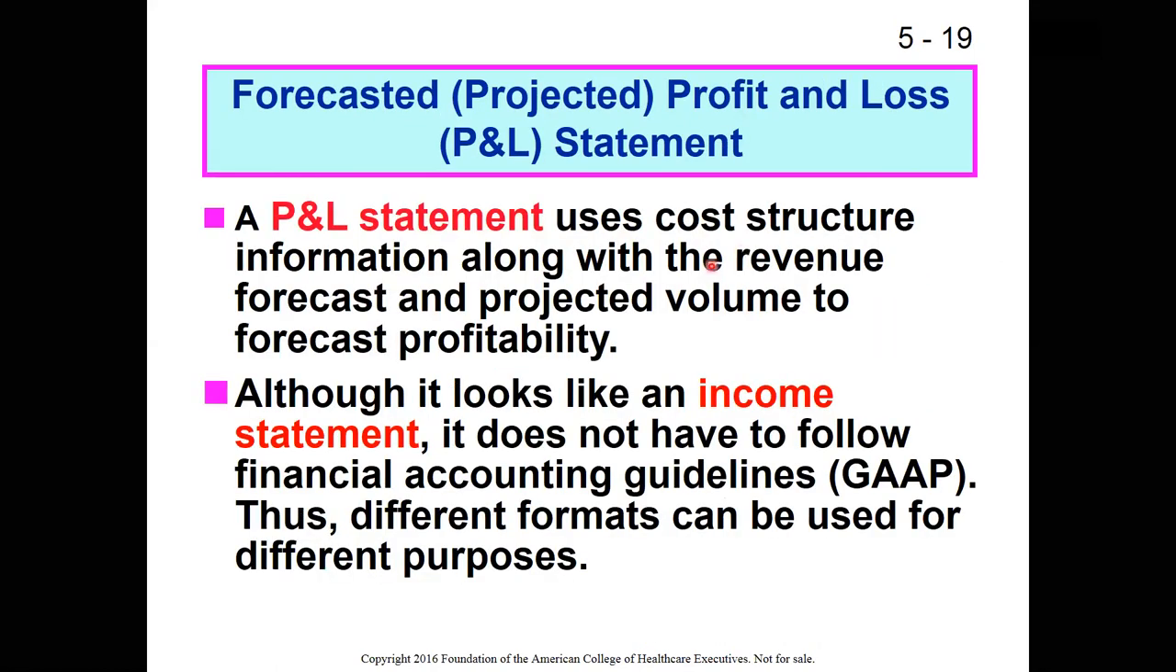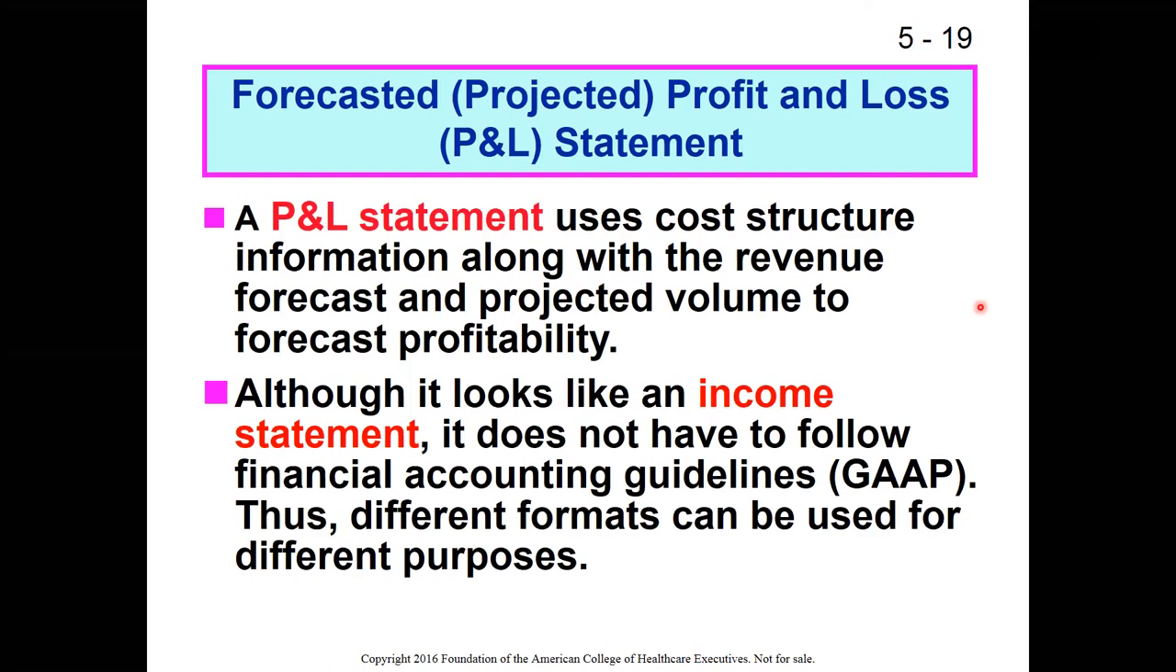So getting into forecasts, we're going to use a P&L, right? Profit and loss statement. And what that does is it uses both our knowledge of our revenues as well as our knowledge of our cost structure to forecast profitability based on volume, right? So we can link together our knowledge about volume, our knowledge about revenues, and our knowledge about variable cost to make an estimate. So it looks like an income statement.